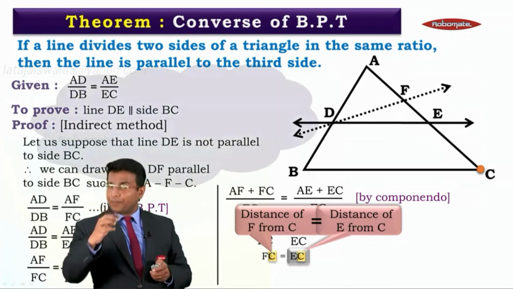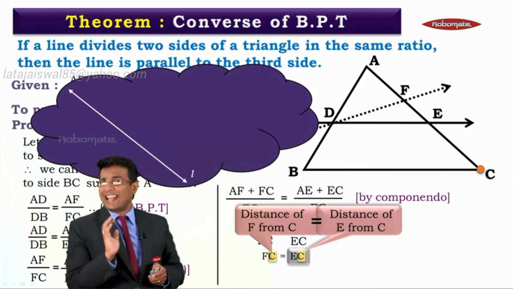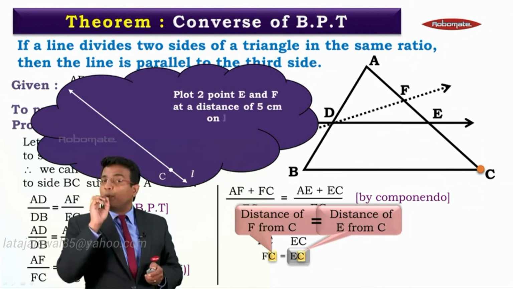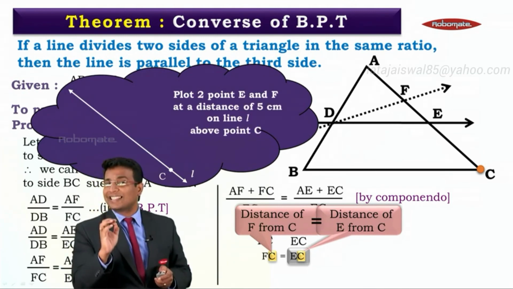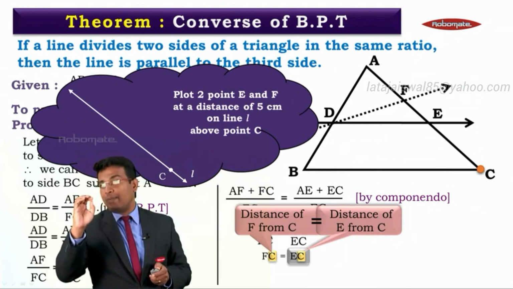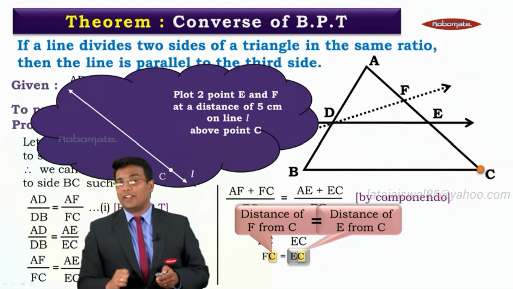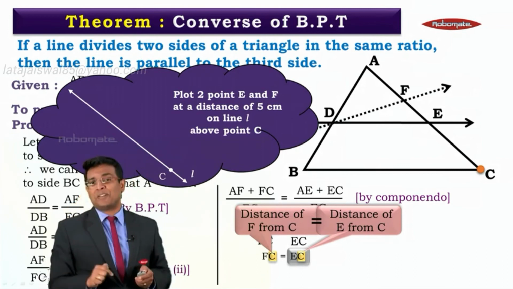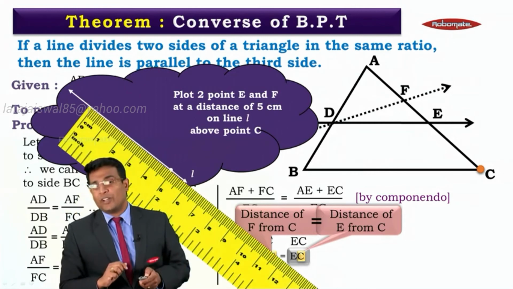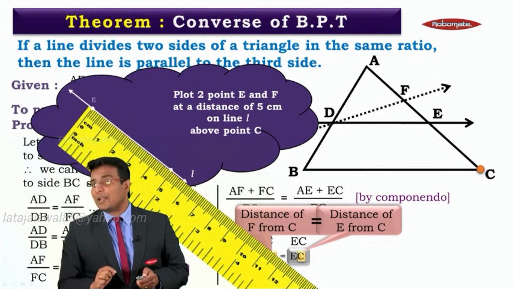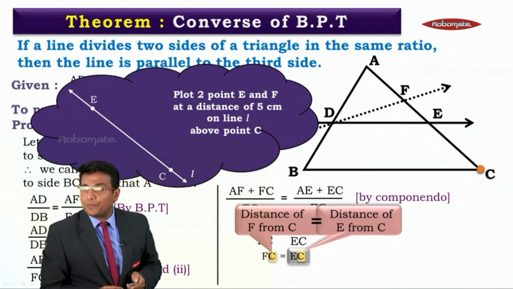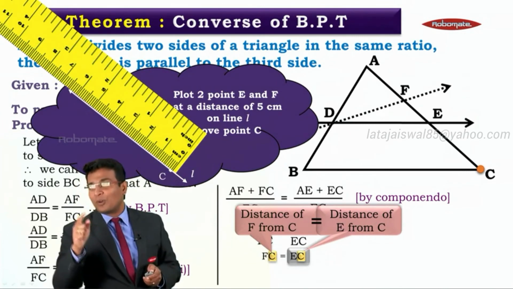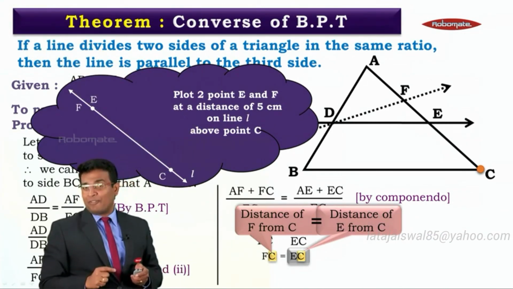Now, to understand this better, let's take an example. I'm saying there's a line L and there's a point C on that line. And what I want you to do is plot 2 points E and F on this line at a distance of 5 centimeter above point C, right? Not below, above point C. So, I want 2 points E and F at a distance of 5 centimeter from C. Let's plot 1 point first. So, we take a scale from C, 5 centimeter, we get a point, and the first point we took as E. We want one more point from C at a distance of 5 centimeter. We plot that and again we get that point to be F.